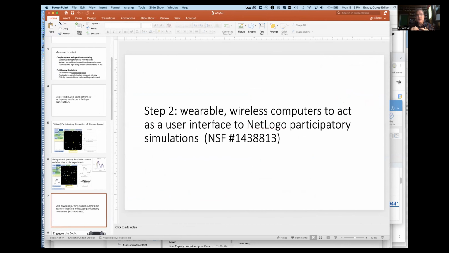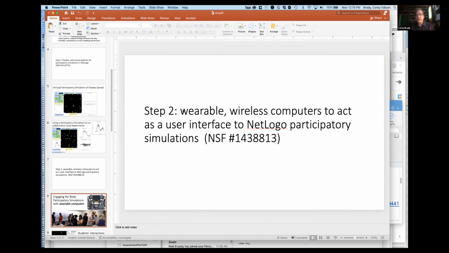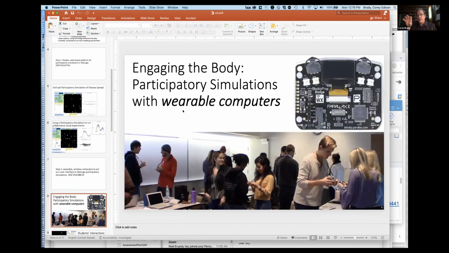But what I wanted to do was think about how that virtual space of the simulation could be the physical space that we were in. So the next step was to create these wireless and wearable computers, so that now the classroom is the space where you don't have avatars, you are your avatar, and you're interacting with other people.